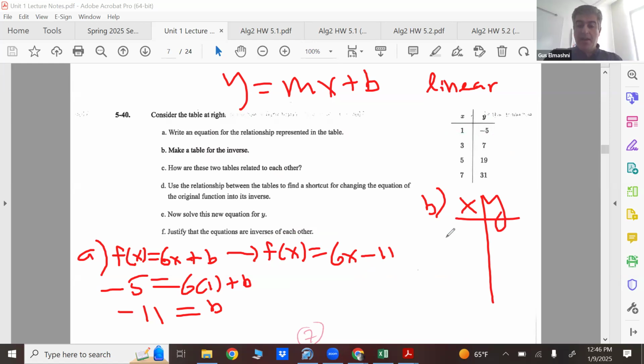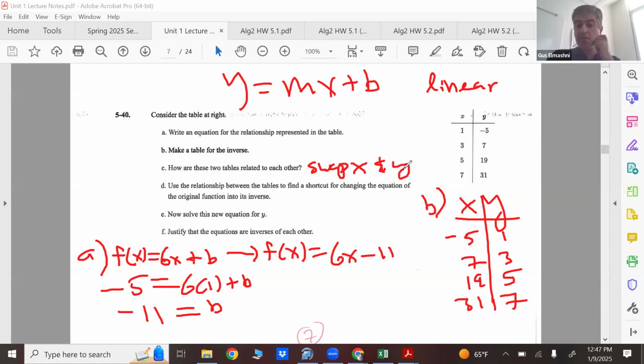Okay. All right. How do you do the inverse table? We talked about this already. Just swap the columns. That's the definition of inverse when you're switching. So that's easy. And how are they related? You swap x and y. That's super easy. Swap x and y. All right. So questions so far?